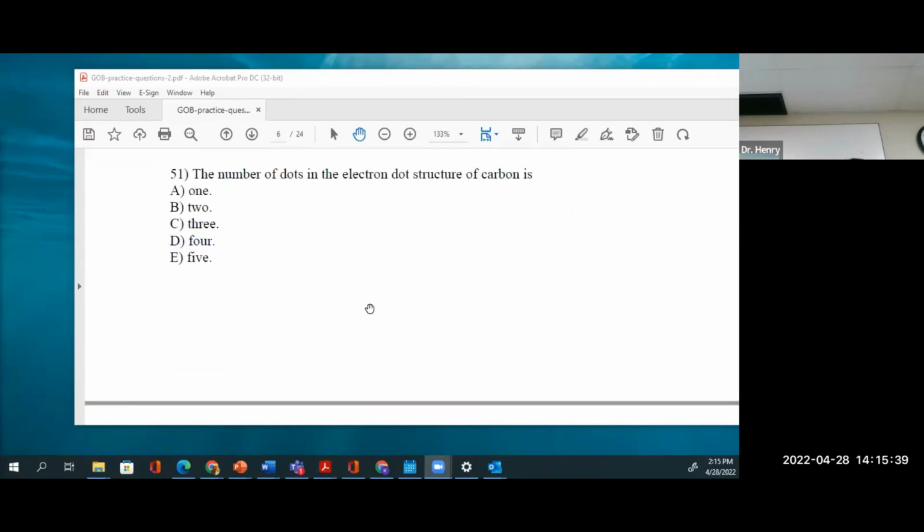So the number of dots in the electron dot structure, or we often will call it the Lewis dot structure, of carbon is 4. Because we know that carbon has, oops, I wrote 3. Carbon has 4 valence electrons. So we have 1, 2, 3, 4. Right. You guys remember that? Yeah, if you count where carbon's at in that outer level, 1, 2, 3, 4, you're not going to count the D, right?